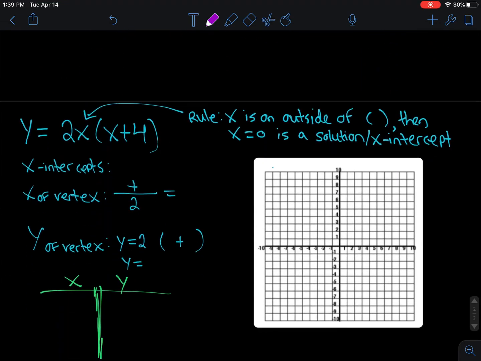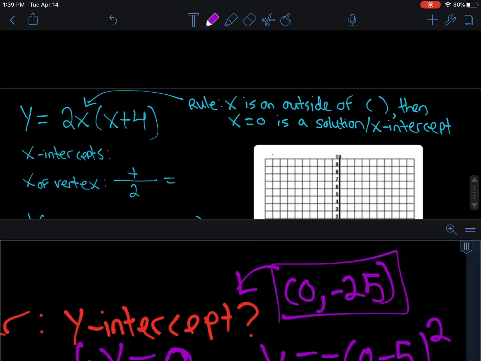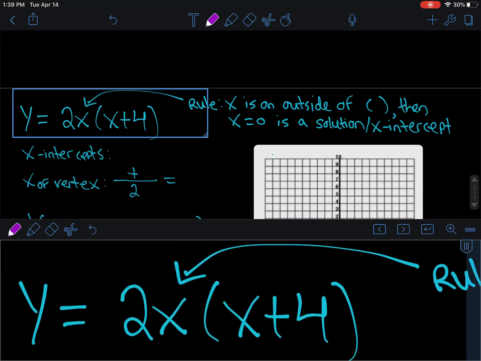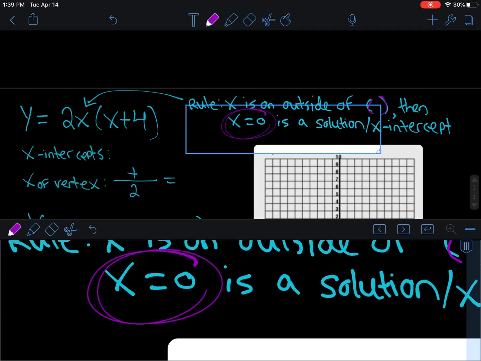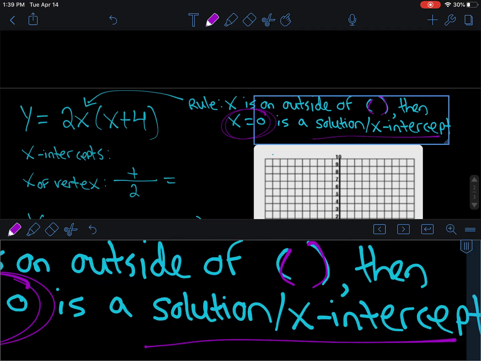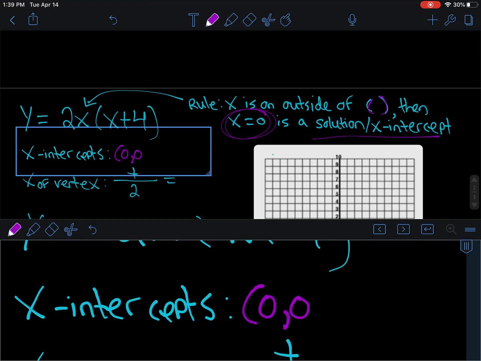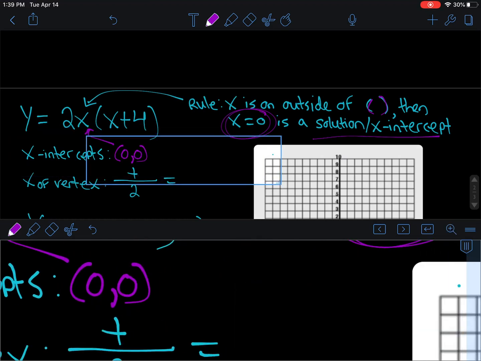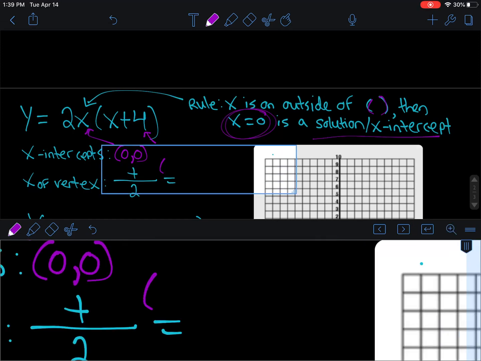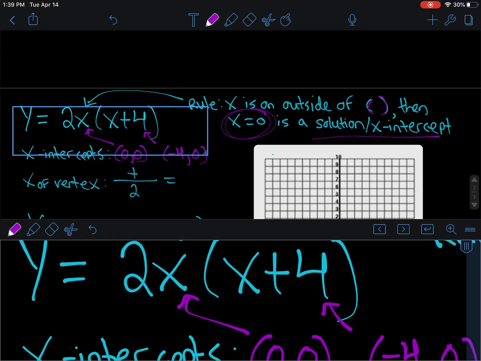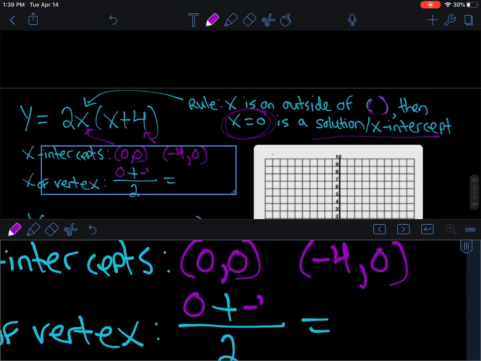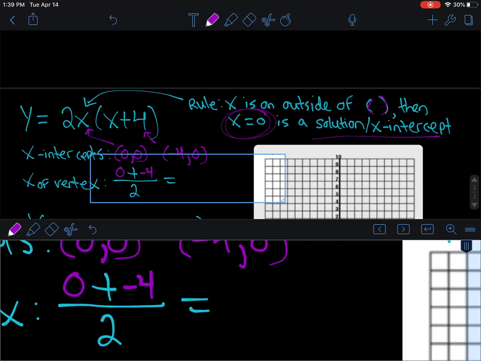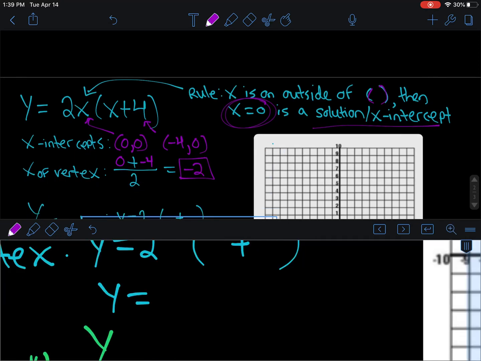All right, my second example is whenever x equals 0. Remember, this is a rule. Whenever x is on the outside of the parenthesis, then x equals 0 is one of the solutions. So if you look here, one of my x-intercepts is (0, 0) because the x is on the outside. My other one is the opposite of that guy, which would be (-4, 0). So just remember, whenever there's an x outside, (0, 0) is one of your x-intercepts, or 0 is one of your solutions. So in this case, it would be 0 plus -4, so it would be -4 divided by 2, which is going to be -2. So that's my x of the vertex.